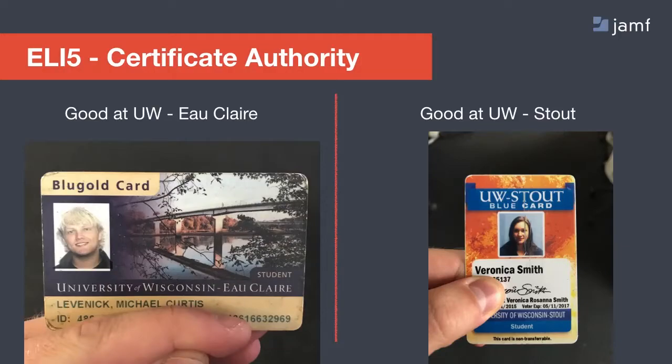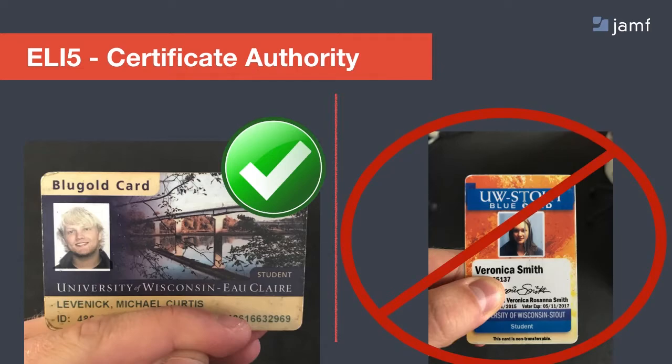Now, the problem is that there are lots of self-signed ID badges out there. For example, we don't necessarily want somebody who goes to UW Stout to be able to show up at UW Eau Claire and say, here's my ID badge, you should trust me, because a UW Stout ID badge is not something that should be trusted at UW Eau Claire. And as long as we're performing SSL verification, these other badges won't be trusted, where we want just our badge to be trusted, or anything that is inherently trusted like a passport.